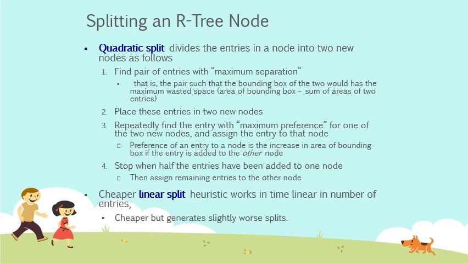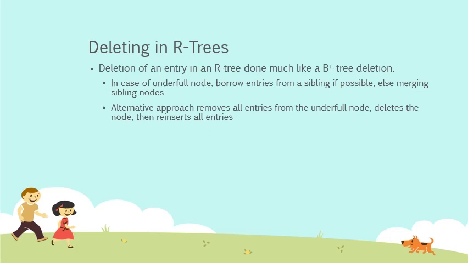Next, let's see deletion. Deletion can be performed like a B plus tree deletion, borrowing entries from sibling nodes or merging sibling nodes if a node becomes underfull. An alternative approach redistributes all the entries of underfull nodes to sibling nodes, with the aim of improving the clustering of entries in the R tree.